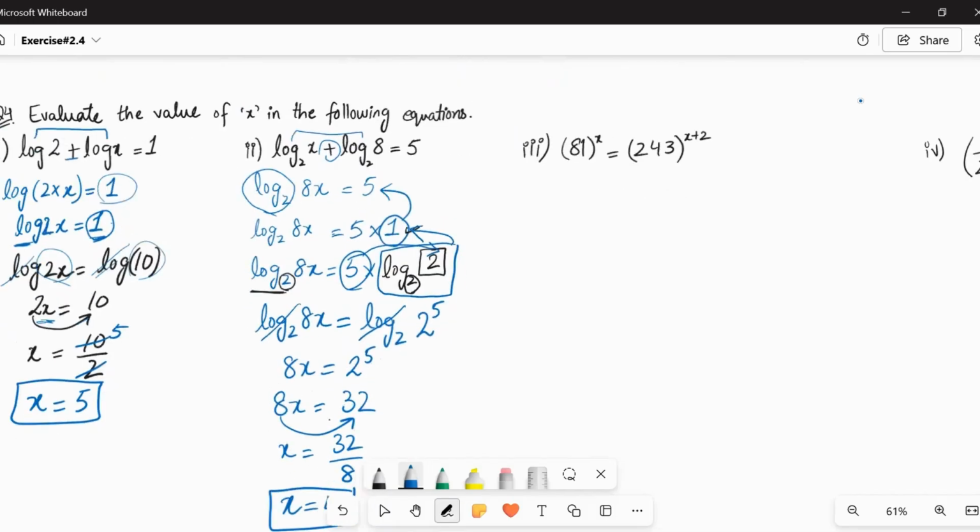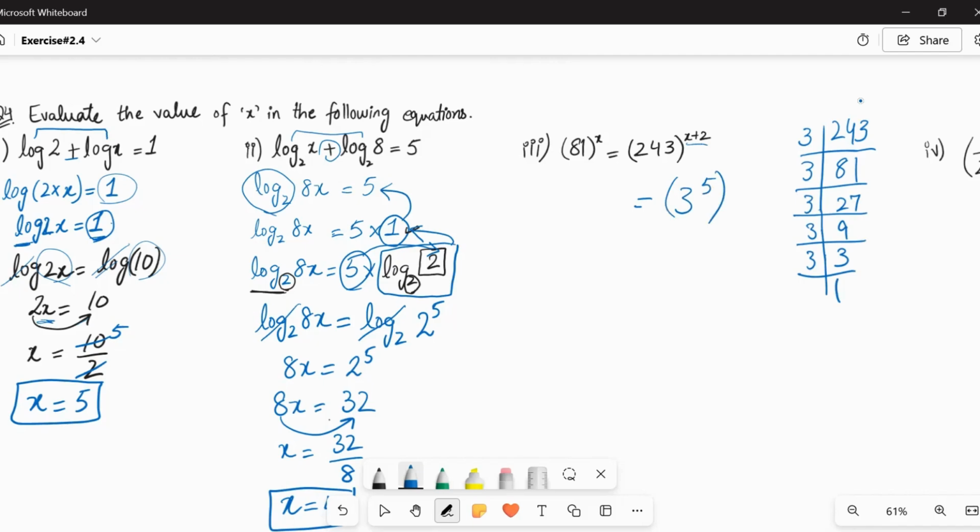Okay, now see question number 3, which is about 81 power x equals 243 power x plus 2. Okay, so let's factorize the 243 first. 243 will go on table 3, so it will be 81, and then 3 27s are 81, and then 3 9s are 27 and 3 3s are 9, right? And then 3 1s are 3, so we can replace 243 by 3 power 5.